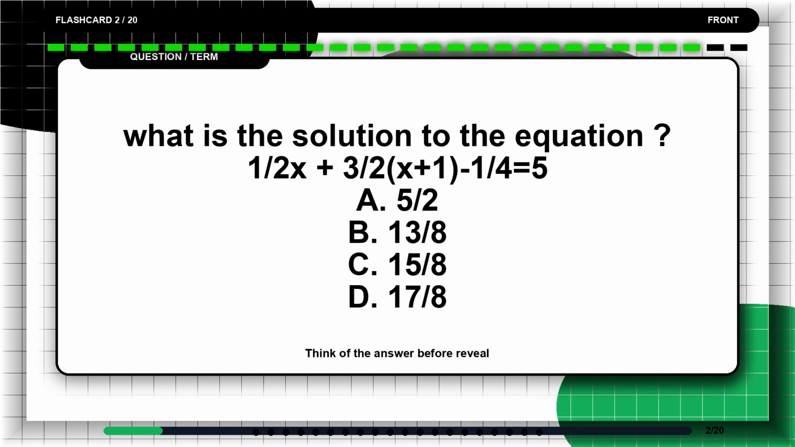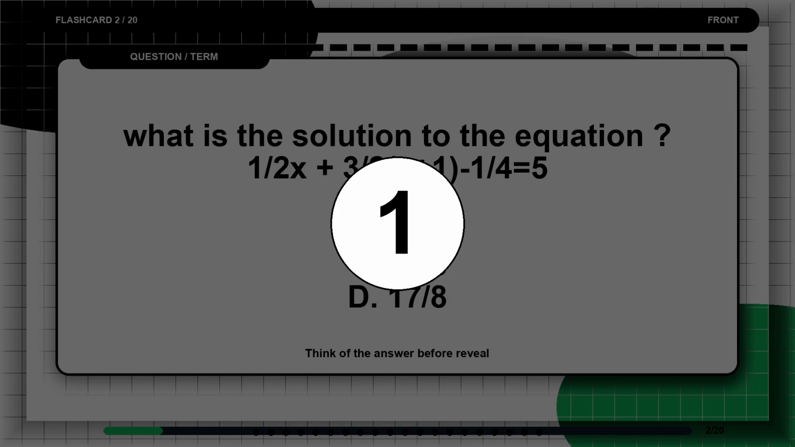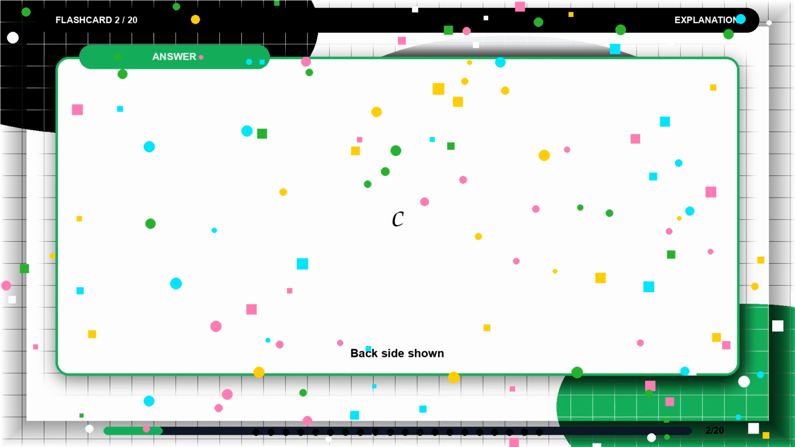Flashcard 2. What is the solution to the equation 1/2 x + 3/2 x + 1/4 = 5? A. 11/8, B. 13/8, C. 15/8, D. 17/8. Pause and think of the answer before the reveal. The answer is C.